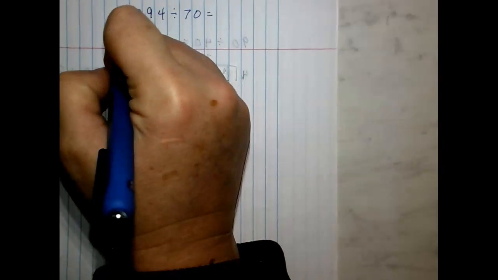Now let's try another. 294 divided by 70. How would you rewrite this? Correct. We would put the whole number inside and our divisor on the outside. Now use skip count and solve the answer, and we'll come back and check.